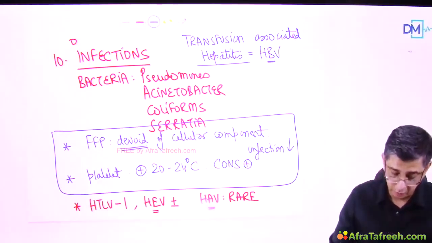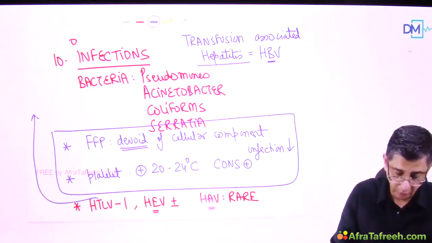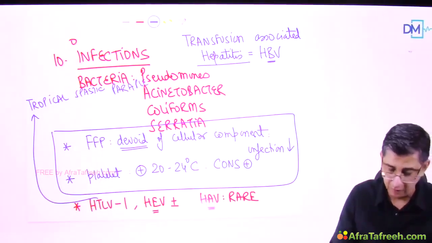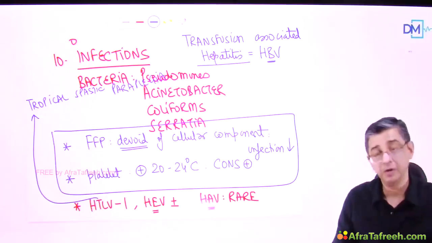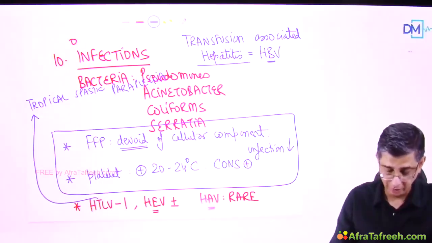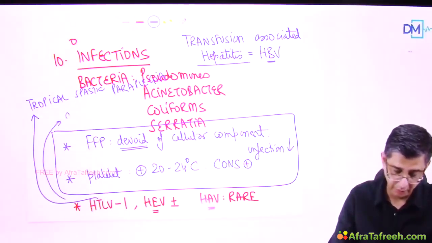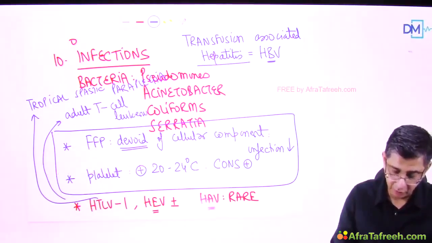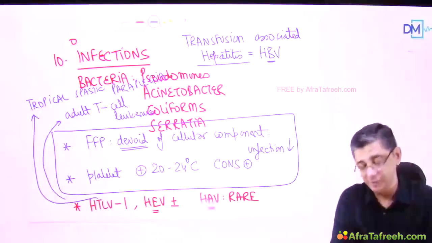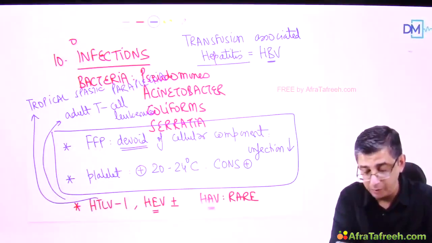HTLV1 is related to the development of tropical spastic paraparesis. That's a standard MCQ that you would have done multiple times, and I've just made you remember that once again. The second complication related to HTLV1 is the development of adult onset T cell leukemia. Both of these are straightforward one-liner questions that you should be aware of, apart from the clinical aspects that I mentioned before. I repeat my statements again.